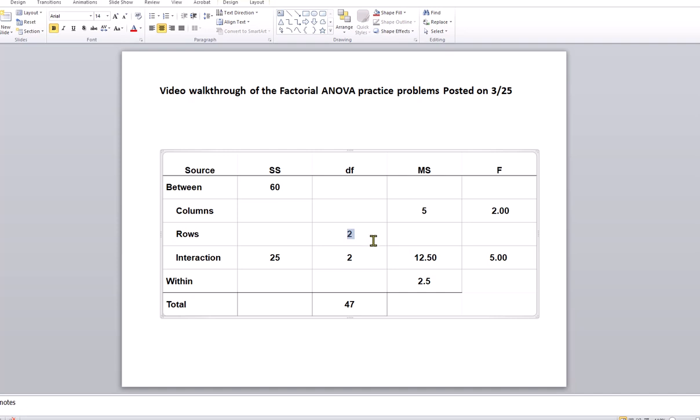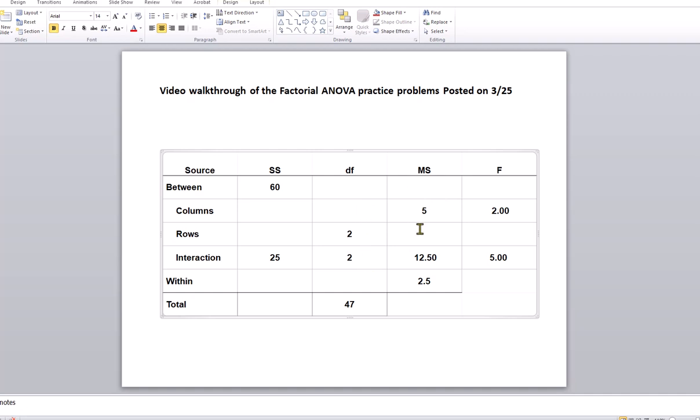So if we see that the number here is 2, that tells us immediately that there are 3 rows in the experiment that we're looking at. In other words, whatever the design of the experiment, the row independent variable has 3 levels to it. And then the interaction is defined by c minus 1 times r minus 1. In other words, whatever number you have here times whatever number you have here yields this one.